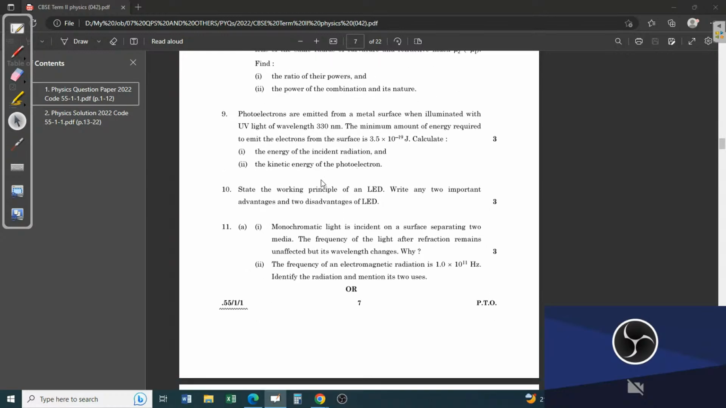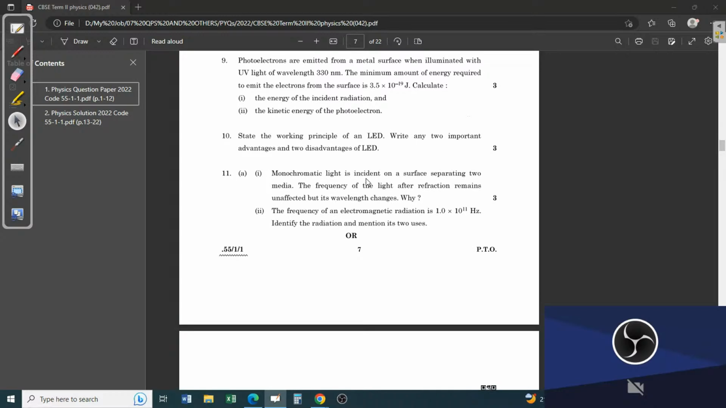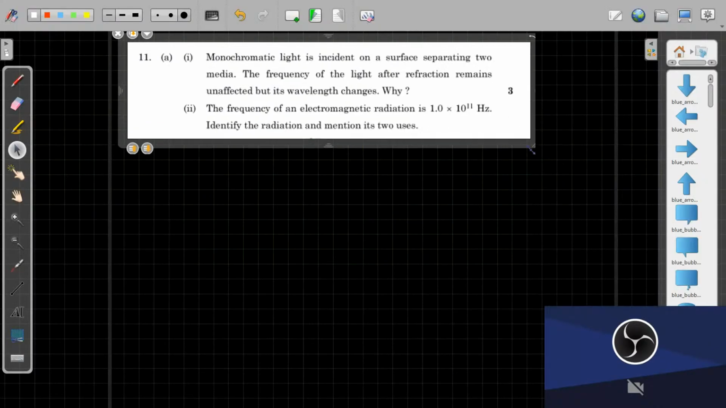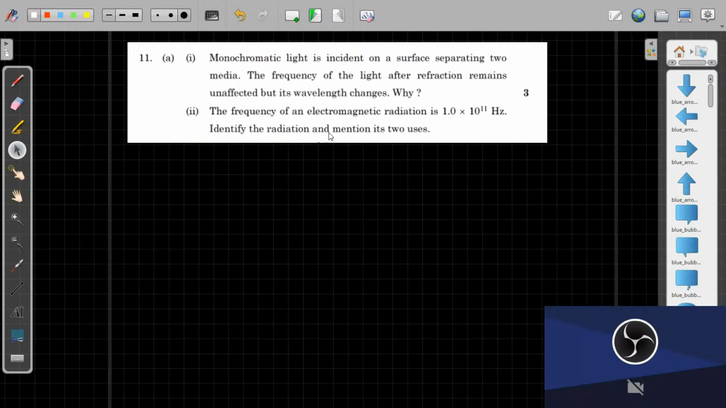LED is not here this time, so I'm not discussing question number 10. Let us see question number 11. Monochromatic light is incident on a surface separating two media. The frequency of light after refraction remains unaffected, but its wavelength changes. Why? This is just a straightforward explanation based question. Monochromatic light means single color light.